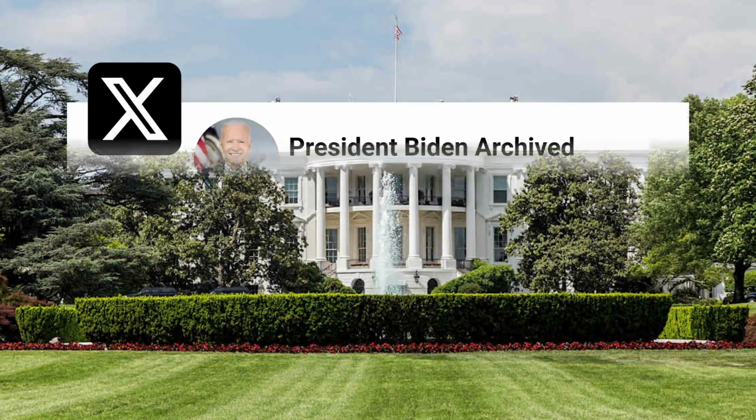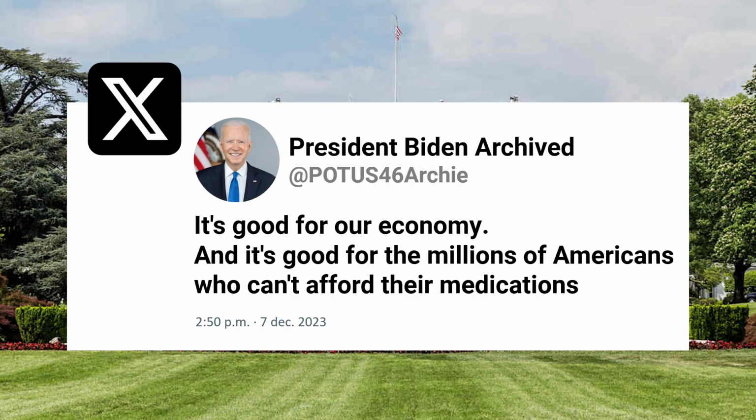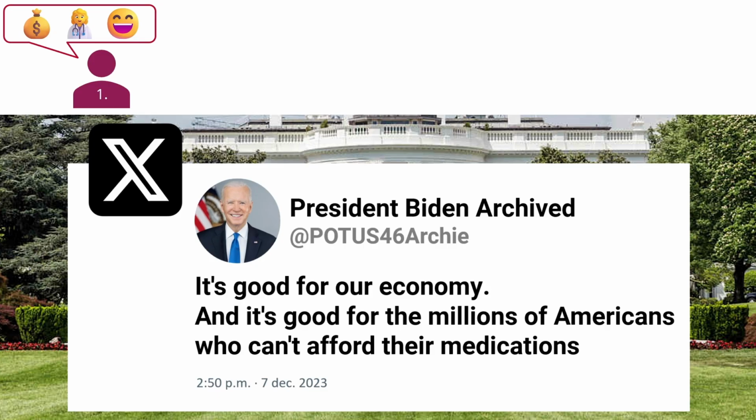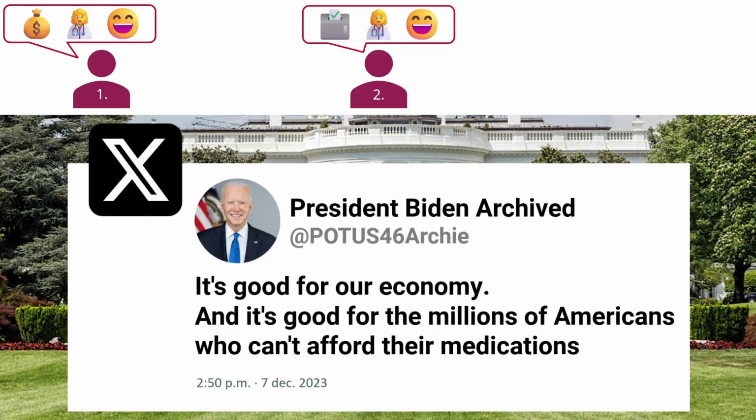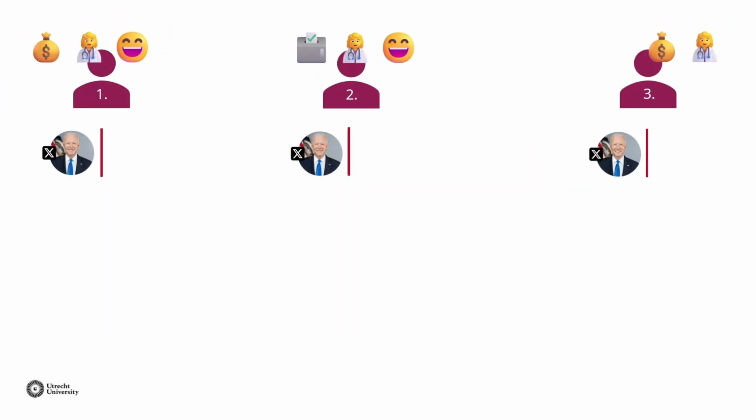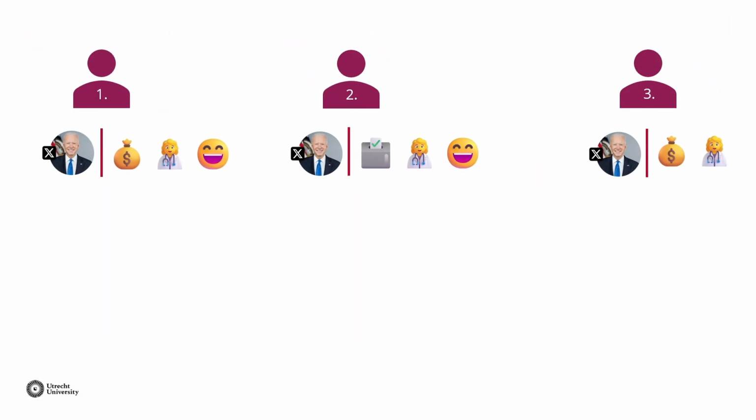So here we have an example of a tweet of Joe Biden. It's good for our economy and it's good for the millions of Americans who can't afford their medications. Rater 1 classified it as talking about economy, health and having a positive vibe. Rater 2 classified it as talking about politics, health and also as having a positive vibe. Rater 3 indicated economy and health. The raters also classified the other tweets, but we don't show them here.